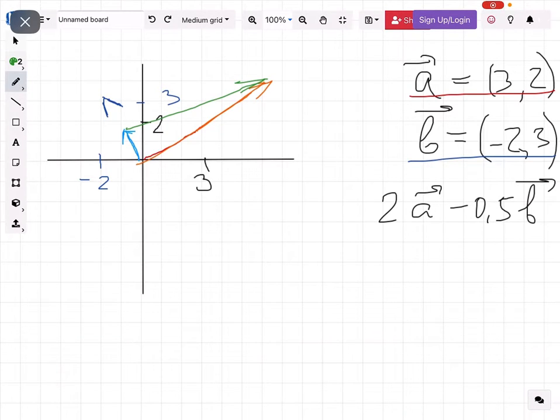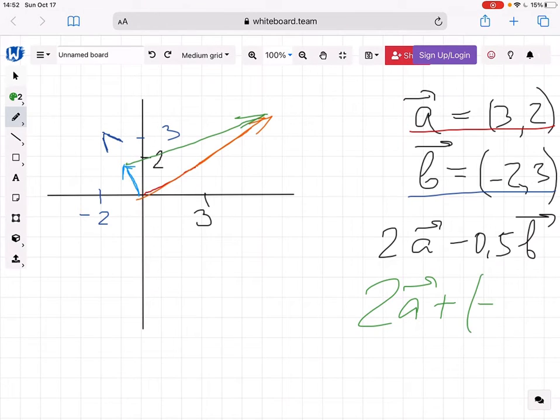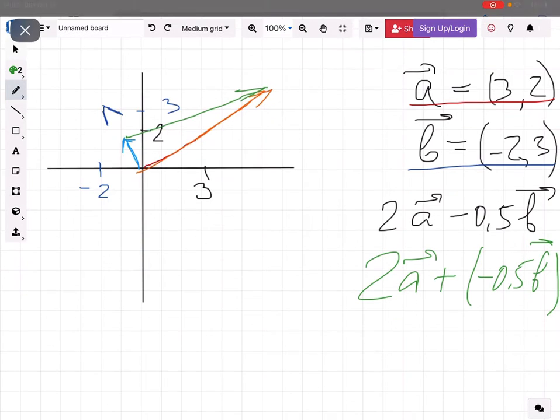Now, let's plot the same vector but a little bit differently. So instead of plotting 2A, plotting half B, and then subtracting one from another one, what we're going to do, we're going to plot 2A plus minus half B vector, okay? Let's do a vector like this.